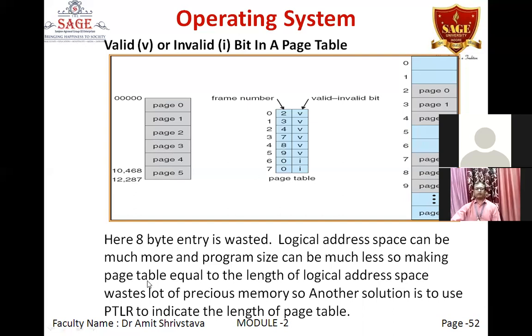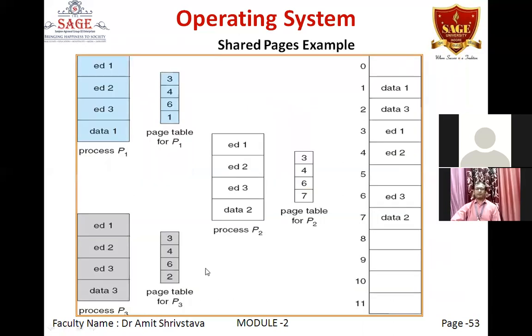So what we can make use of is another hardware known as the page table length register, which indicates the length of the table. Up to the length of the table only we will construct the table, and the remaining entries we will simply not construct. So it will save a lot of space. So we can do it like that.